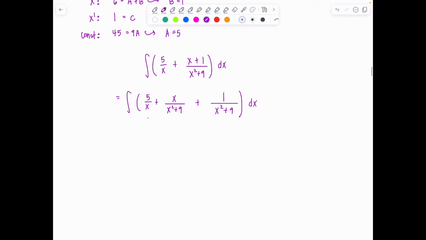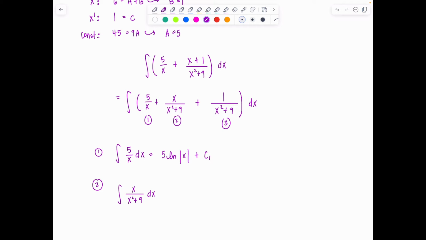But anyways, we'll call this integral 1, 2, 3, and we'll put them all together. So antiderivative of 5 over x dx, do you know what that is? This is number 1. Yes, it's 5 ln, don't forget the absolute value of x, plus, I'm going to put c1. That's our first little constant. Second, we have x over x squared plus 9 dx.